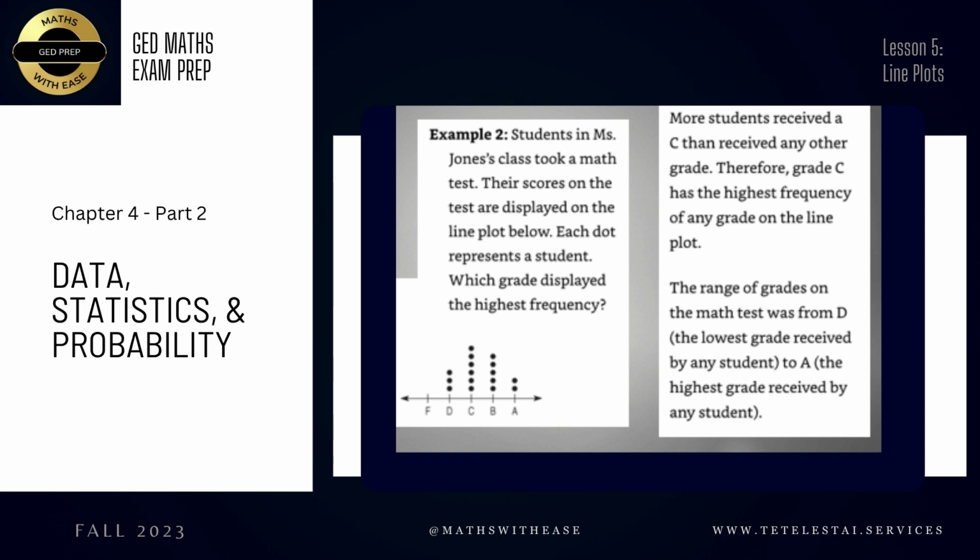The range of grades on the math test was from D. You can see here 3 students received a D, which was the lowest grade, to A. 2 students received an A, which is the highest grade received by any student. So your practice exercises are on pages 776 to 778.